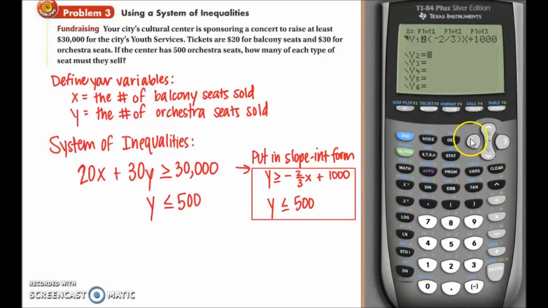And now you're going to go to y2 and highlight the equal sign, and now we're going to be using less than or equal to, so go to alpha and less than or equal to, which is pressing zoom after you press alpha, and then you want to type in 500.